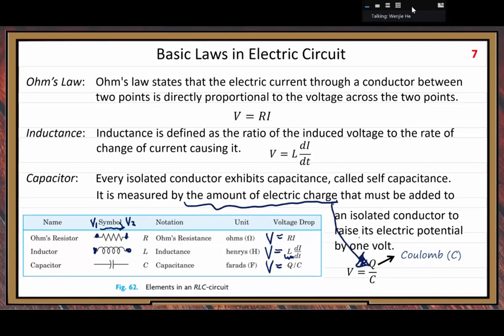C, capacitance. Capacitance, yeah. So those are some basic laws. We have a few more laws. Here are the basic laws to get started, and later we need to use a few more laws.